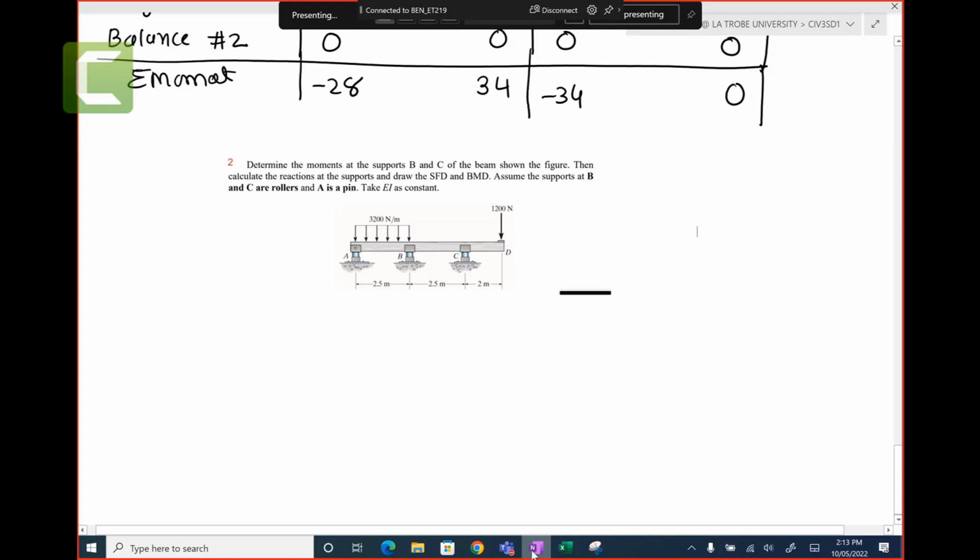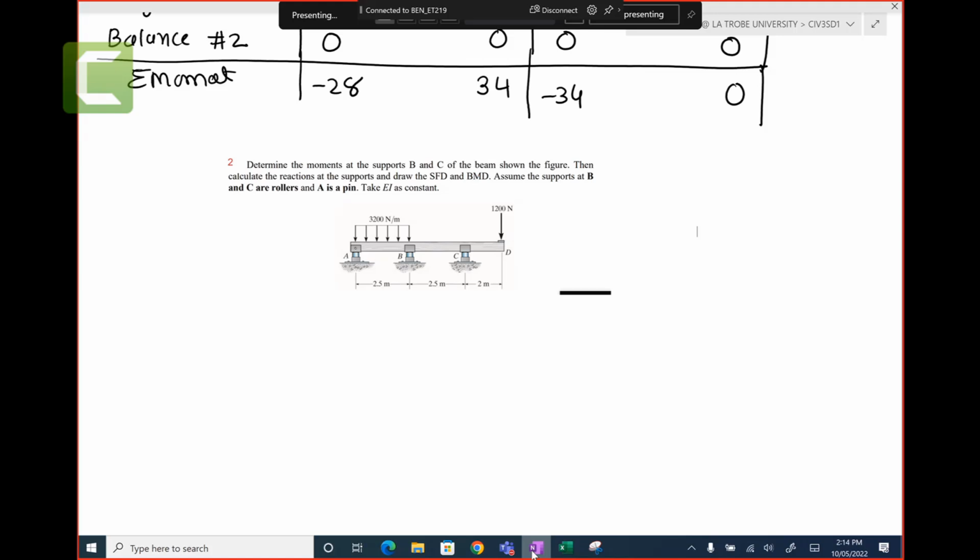All right, small technical issue. Now, what we need to do is determine the moment at the support B and C of the beam shown in the figure. Then calculate the reactions at the supports and draw the SFD and BMD, and assume the supports A, B and C are roller, B and C are rollers and A is a pin.